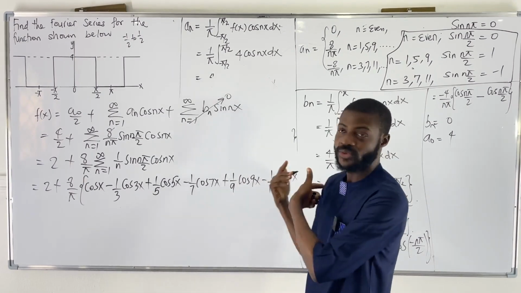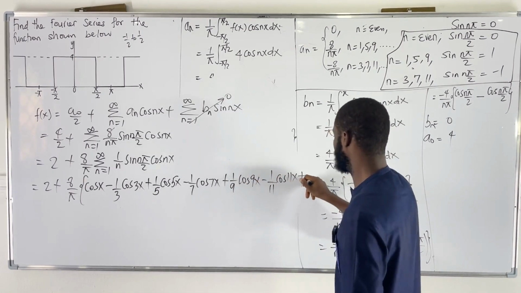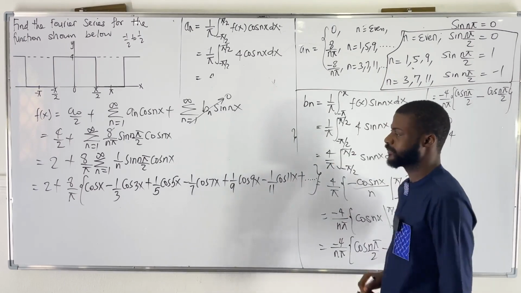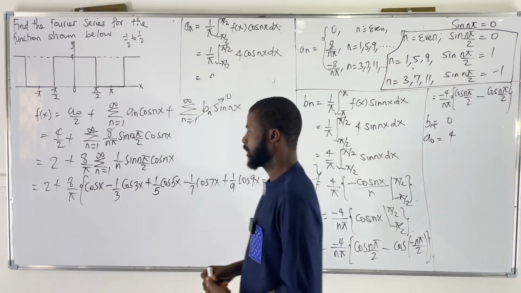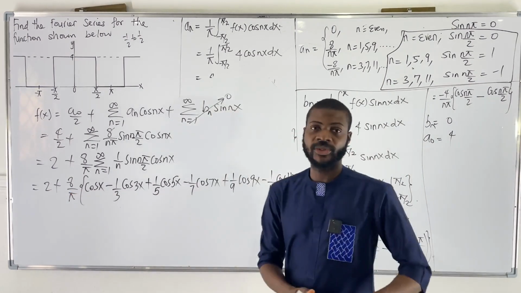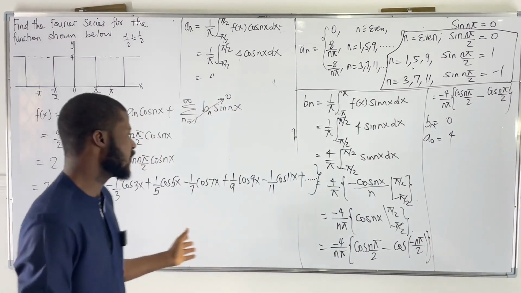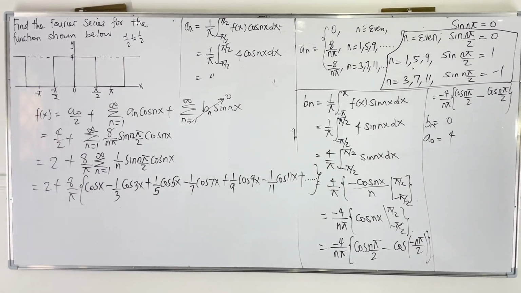But you cannot go on to infinity, so you must stop somewhere, then close it up. This will be the answer to our equation. So this is the Fourier series expansion. And with this, we're done with this very video.